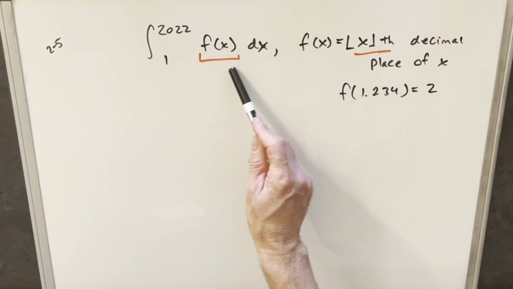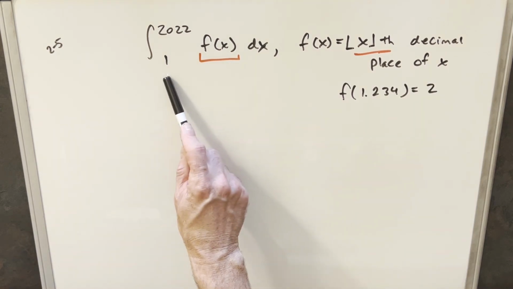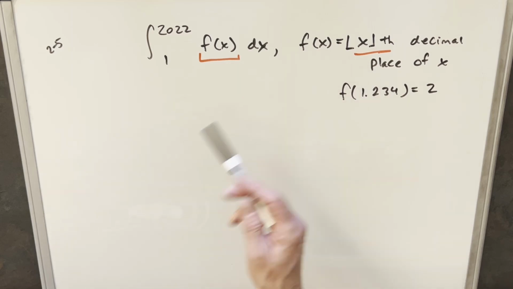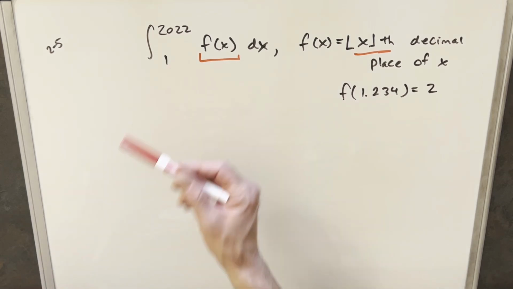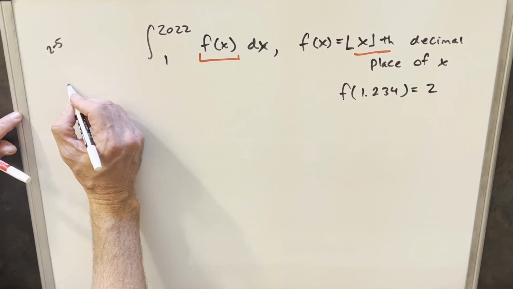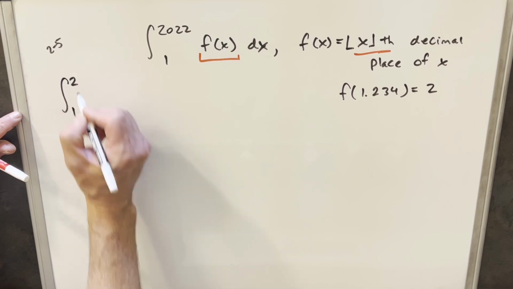Now that we understand f of x a little bit better, I want to look at our integral. I still want to simplify it, and we have the floor, and often the way to handle the floor is to break this integral up into parts. Instead of looking at the whole integral from 1 to 2022, to simplify it a little bit, let's just look at it from 1 to 2 and see what happens.